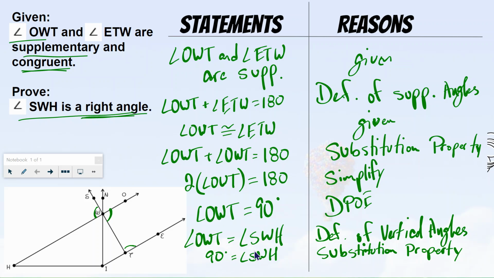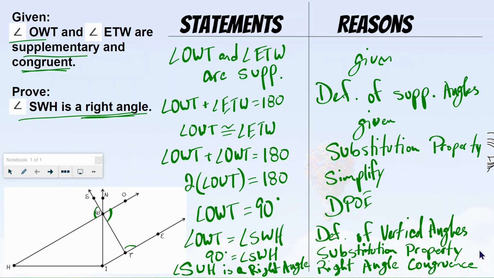And then since that angle is equal to 90 degrees, that is a right angle. Because all right angles are congruent and they're equal to 90 degrees.